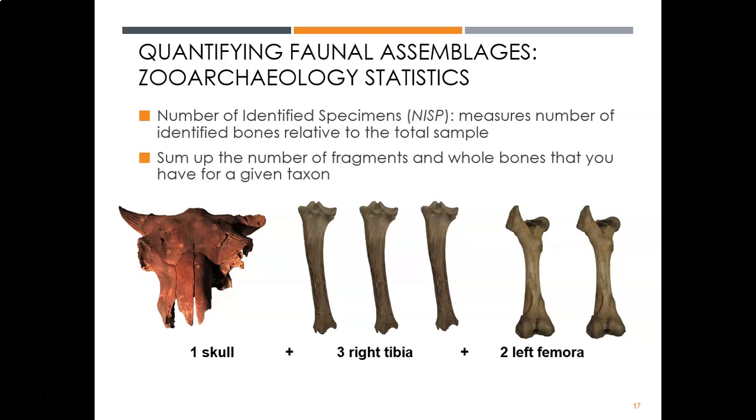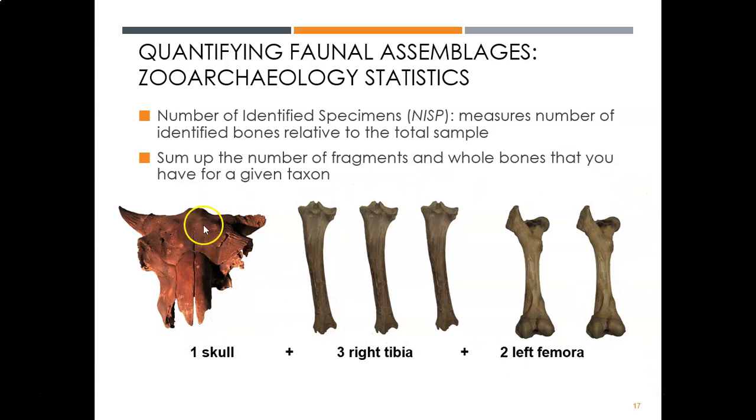So NISP is the number of identified specimens. So this is simply a measurement of the number of identified bones we have relative to the total number of bones in the assemblage or in the sample or whatever. So to calculate NISP, it's fairly easy. We just sum up for our particular species or our particular taxa. So in this case, it's bison, the number of fragments we have and whole bones that we have.